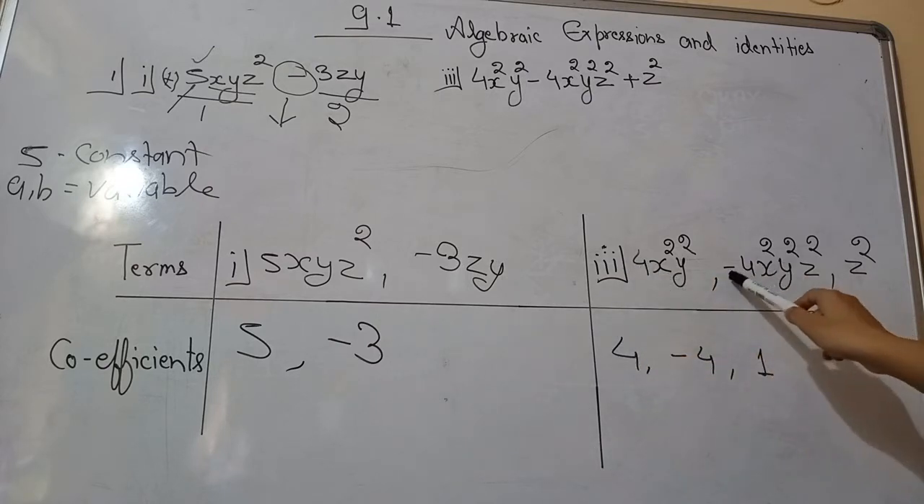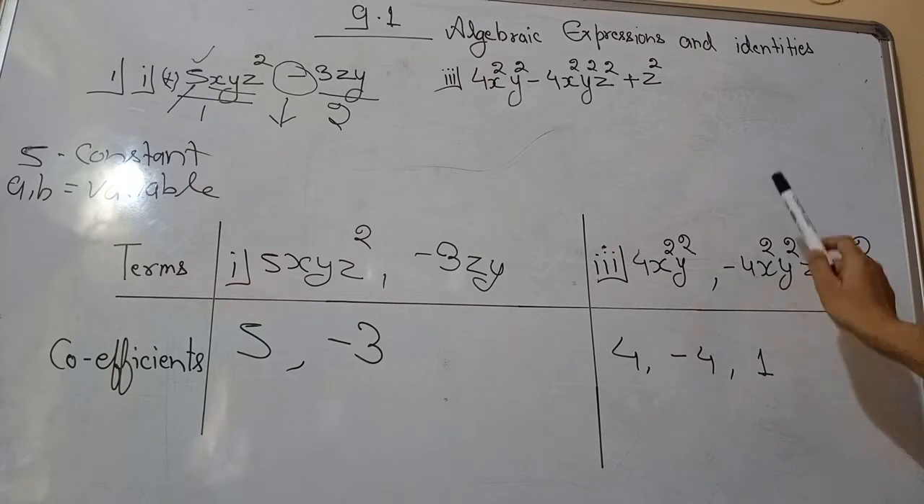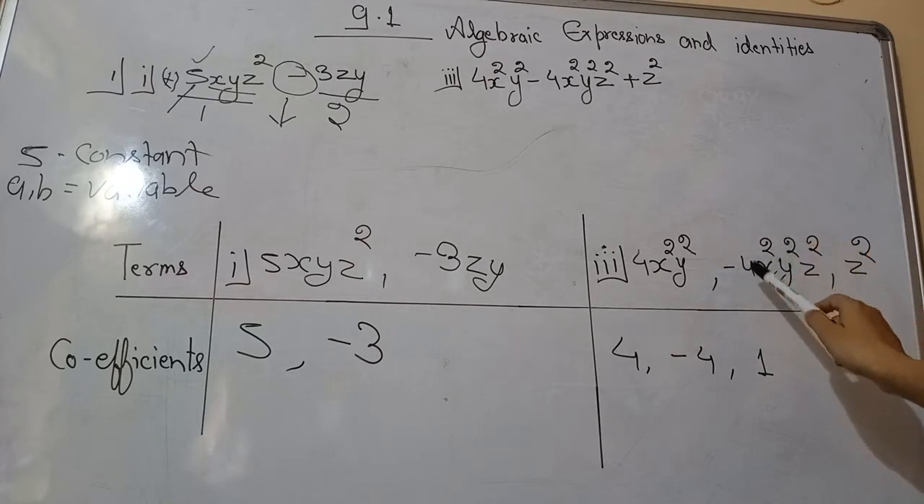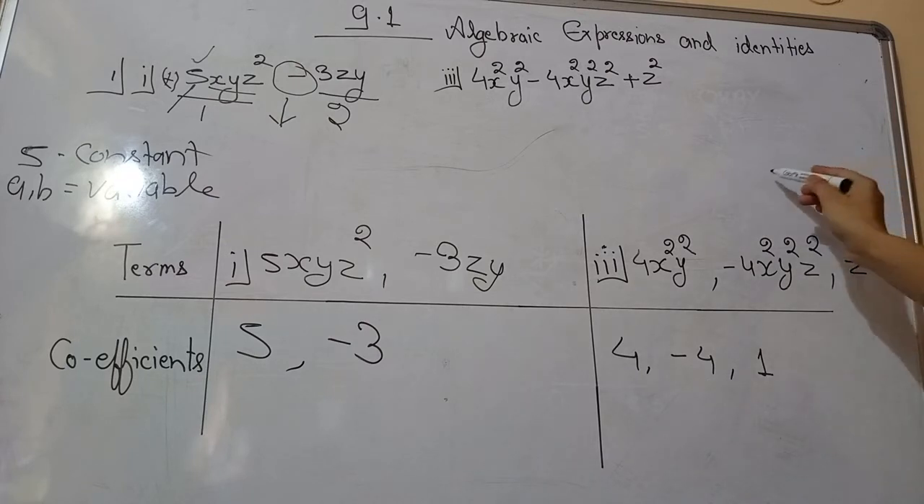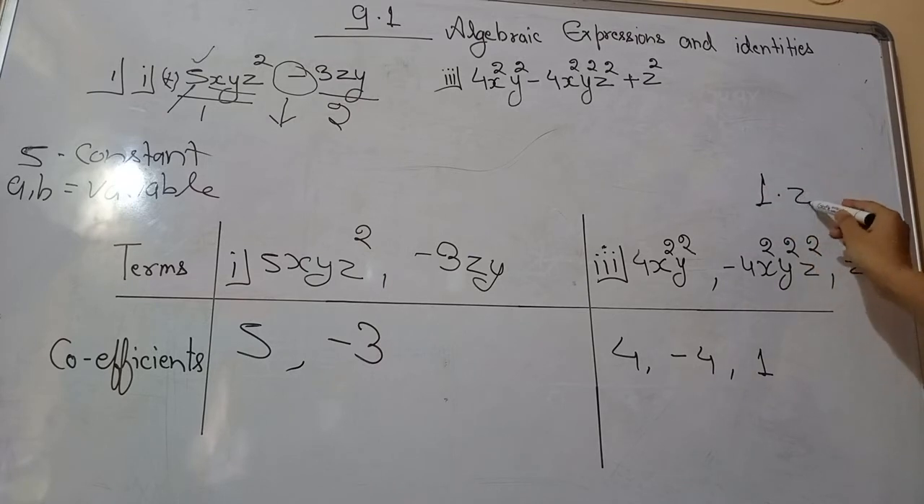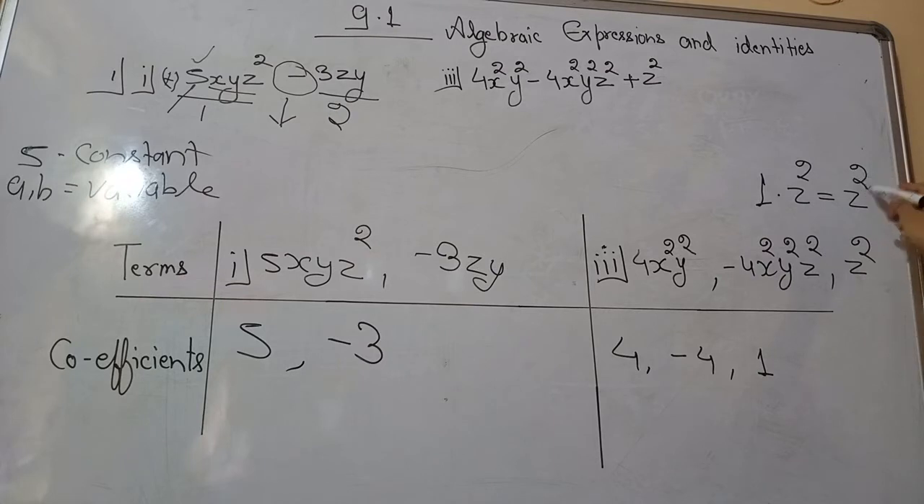In the second term, it is already given minus. So what will we take? Minus sign also. So minus 4. And what is the coefficient for the third term? See, if nothing is given, if I multiply any number with 1, if I multiply 1 with z square, our resultant will remain the same. That will be z square.